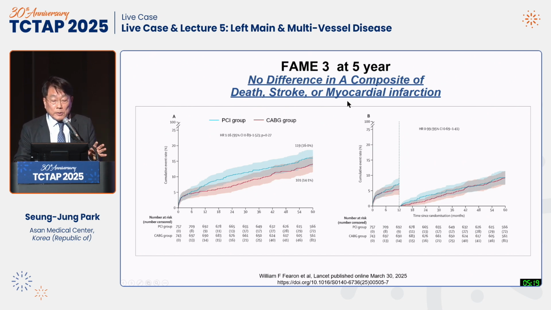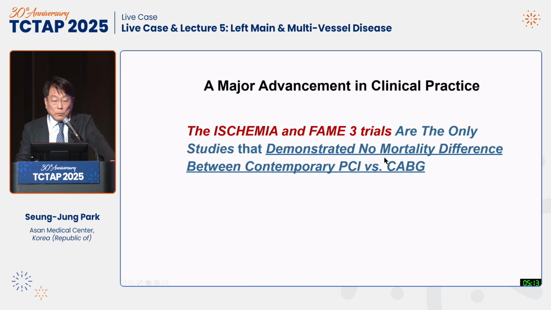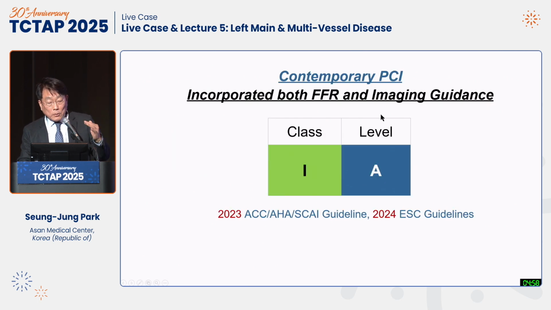EXCEL, phase 3, 5 years, actually they defined death, stroke, MI, no difference at all. 5 years follow-up data. So the ISCHEMIA and EXCEL phase 3 trials are the only studies demonstrating no mortality difference between contemporary PCI versus bypass surgery. The meaning is that contemporary PCI included cooperation with FFR and imaging guidance. Already, in any guideline, class 1A, image guided, physiology guided.